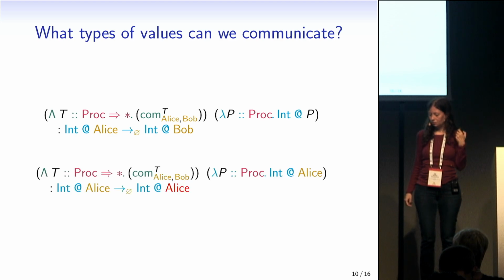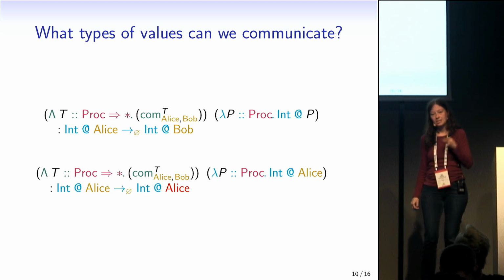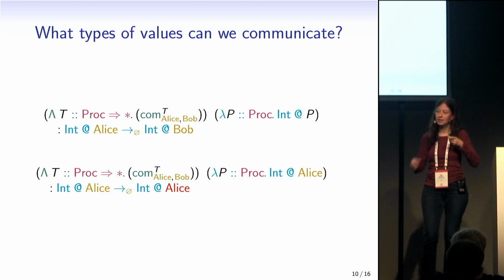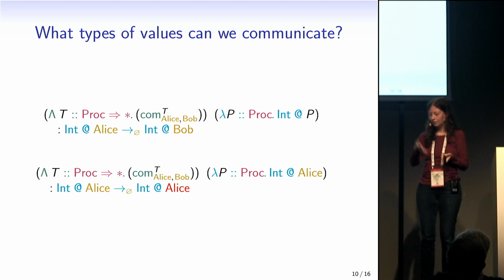However, what happens if we're stupid and we instead write our type level functions like this? It takes a process, throws it out, creates an int at Alice. Well, then our int at Alice remains an int at Alice after being sent, except that it doesn't in the semantics, because the semantics aren't looking at all of these types, it's just looking at our int and going, okay, well, that's at Bob now. So how do we solve this problem?